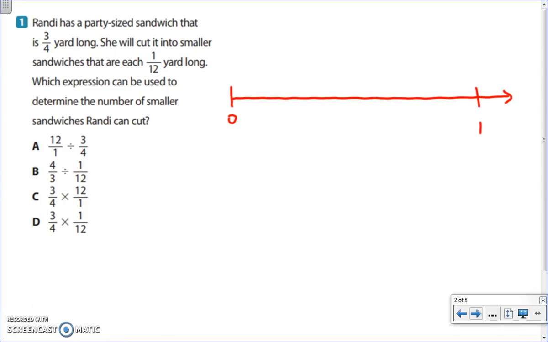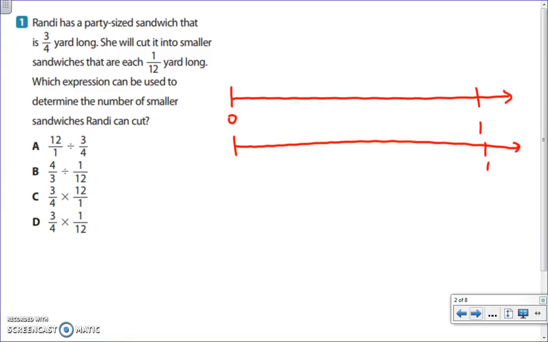The first way I'm going to divide it up is into fourths. The second way I'm going to divide the same unit is into 12ths. So I'm going to do my best to do that accurately so that we have a good model here. The top line we're going to do into fourths.